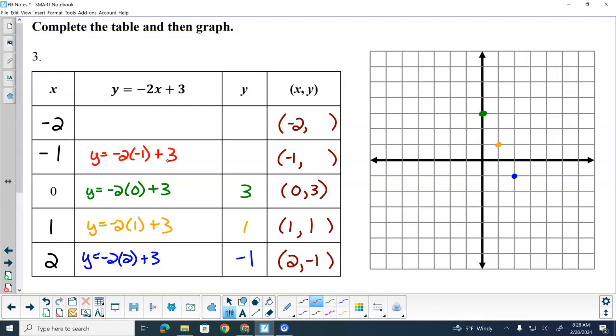Now, -2 times -1. -2 times -1. Because it's negative times negative, right? So positive. Positive 2 plus 3 is 5. So this is the point -1, comma 5. 2 directions, 2 numbers. To get to the point -1, comma 5: left 1, up 5.